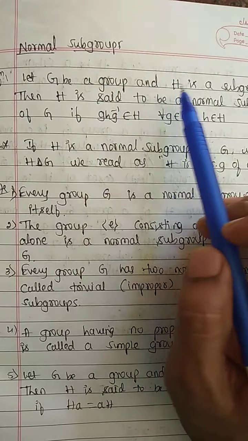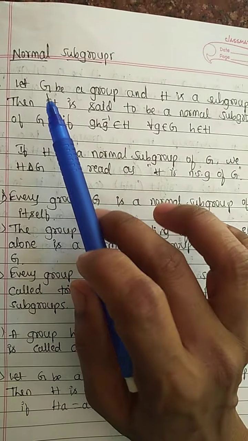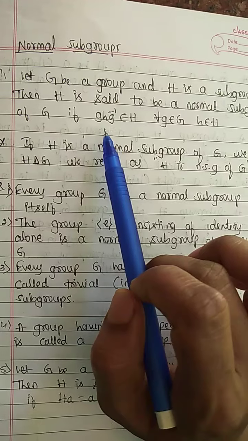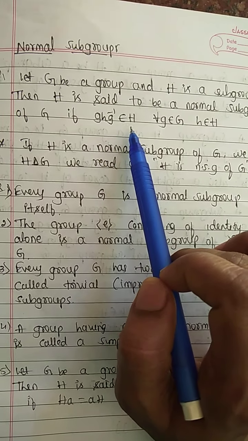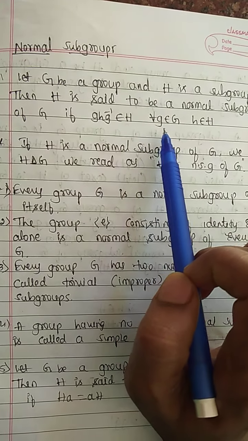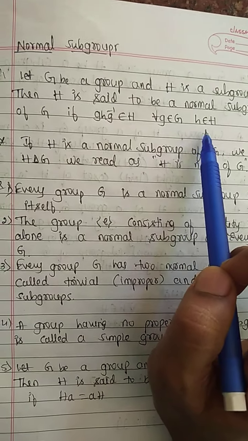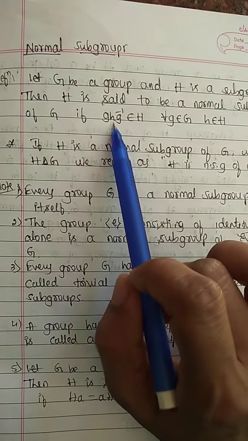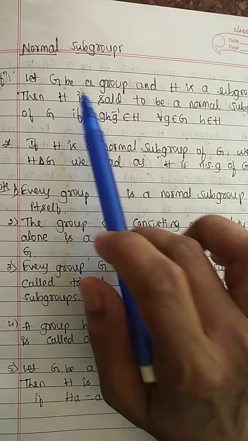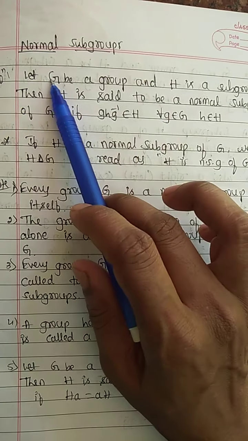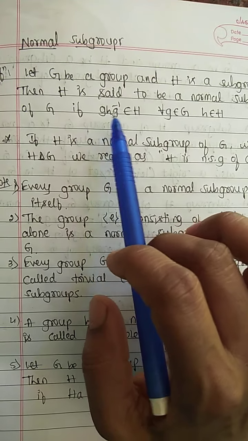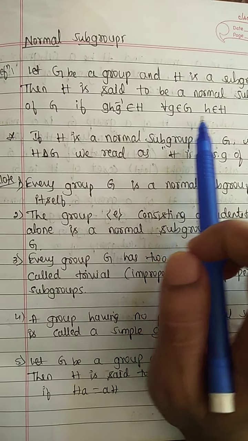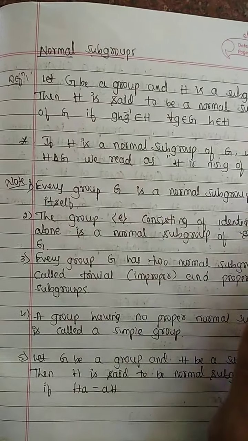Definition: let G be a group and H a subgroup of G. H is said to be a normal subgroup of G if g h g inverse belongs to H for every g belongs to G and h belongs to H.